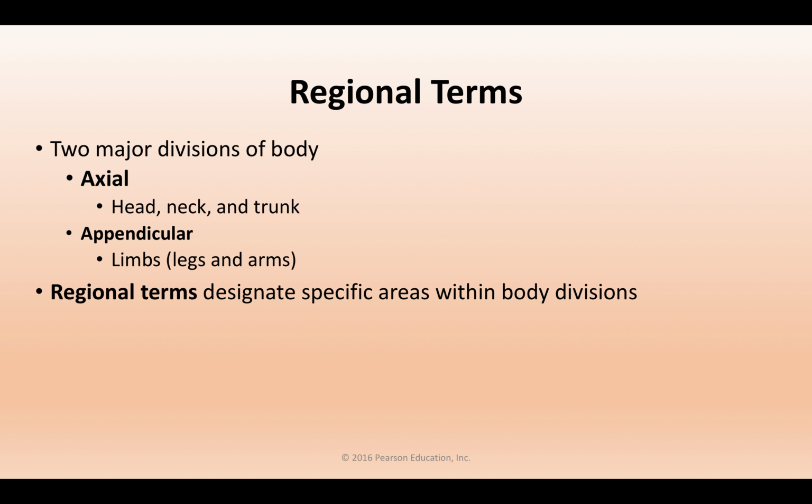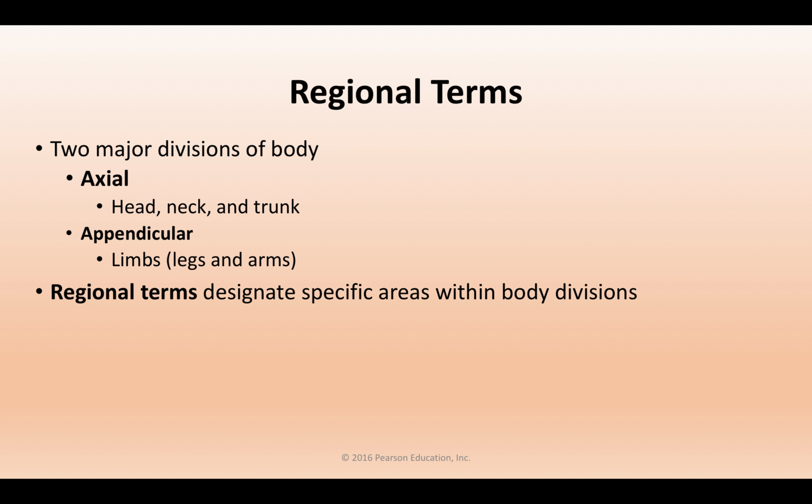Now, looking at the body systems, we have two divisions. We have axial and appendicular. We also utilize this terminology to define the skeletal system. Axial defines your head, neck, and trunk, and appendicular describes basically your upper and lower limbs, your legs and arms.